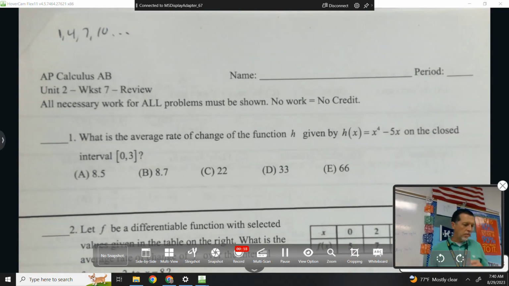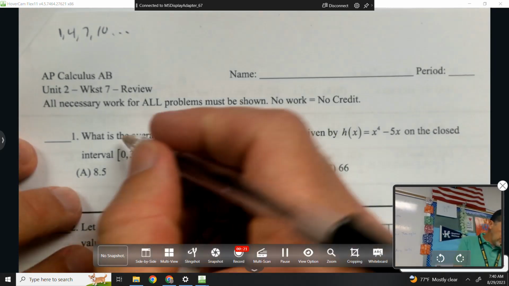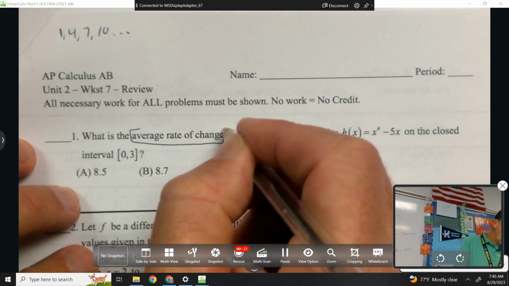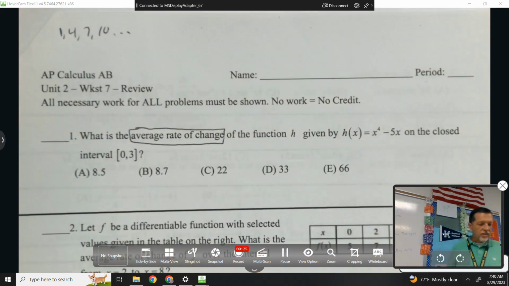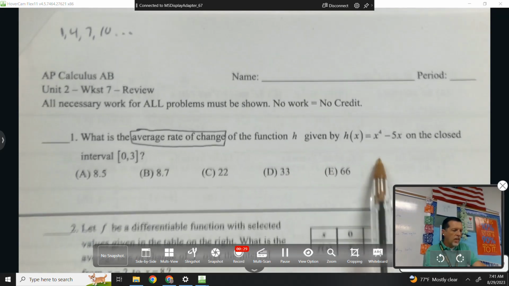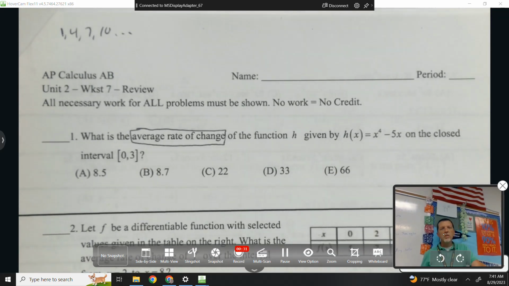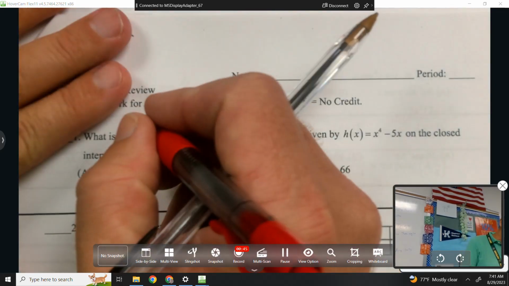So, number 1. What is the average rate of change, as opposed to the instantaneous rate of change? The average rate of change of this thing between 0 and 3. So, average rate of change, what's that calculus code talk for? What's average rate of change mean? Change in y over change in x. There you go. Change in y over change in x. Algebra 1, slope, any of those things.